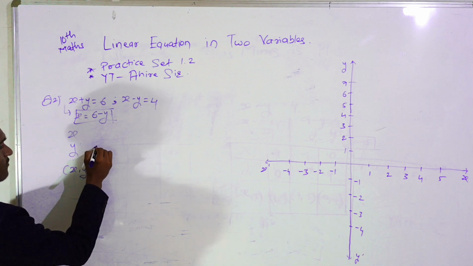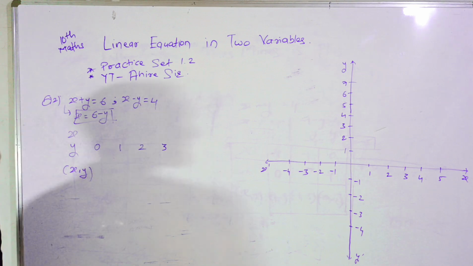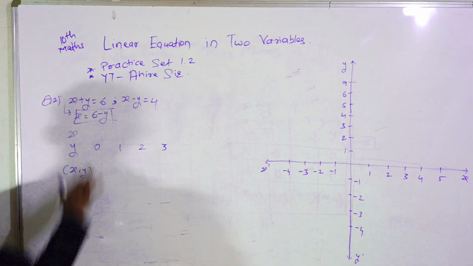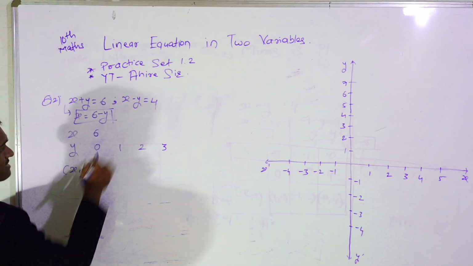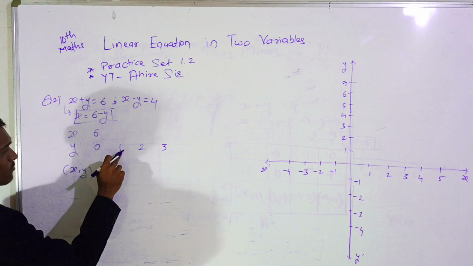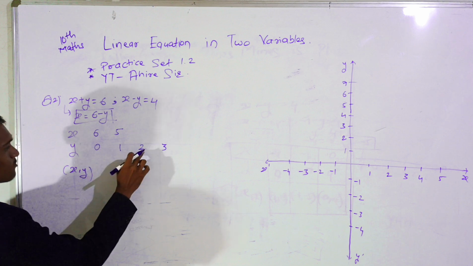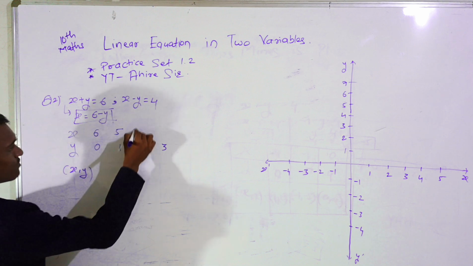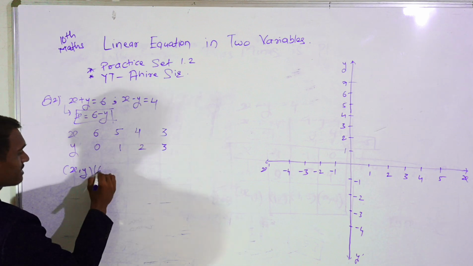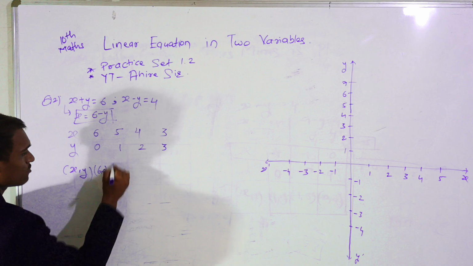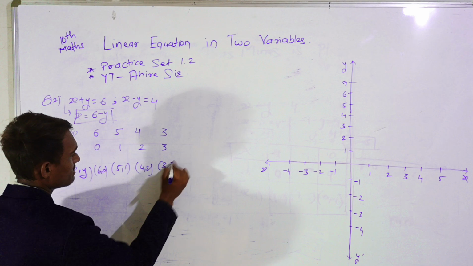Let's say we take the values of y as 0, then 1, 2 and 3. Try to take a maximum of 4 coordinates only. Now, when y equals 0, 6 minus 0 is 6. By putting y equals 1, 6 minus 1 is 5. By putting y equals 2, 6 minus 2 is 4. And this is 3. We will get the values, or you can say coordinates, (6, 0), (5, 1), (4, 2) and (3, 3).